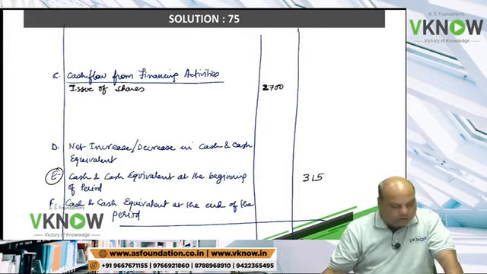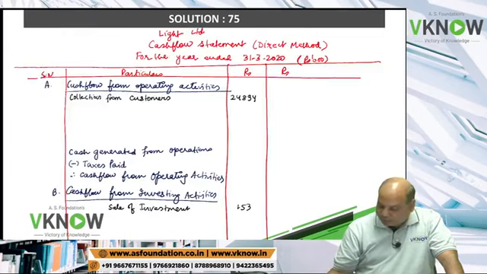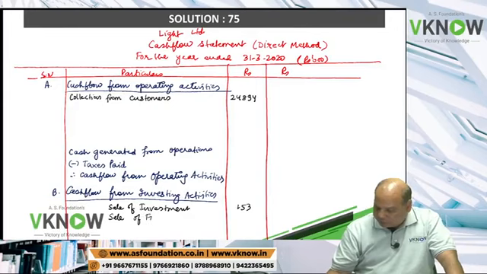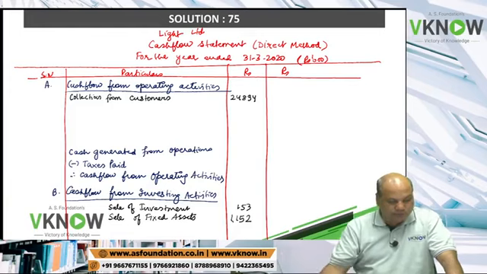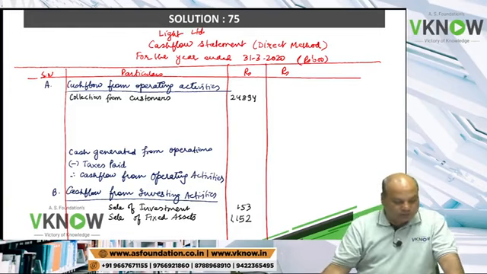And then sale of fixed asset, investing activity, point number B. Sale of fixed assets, please write a positive number, 1152. Now payments are given.